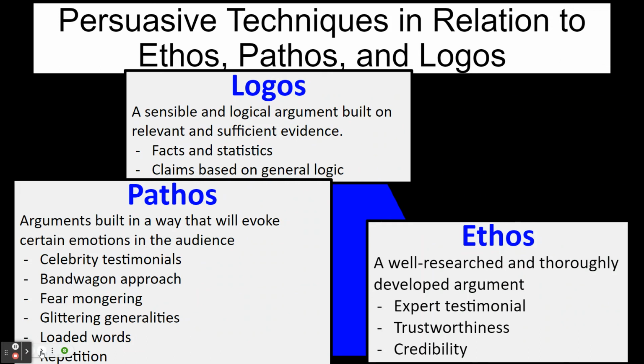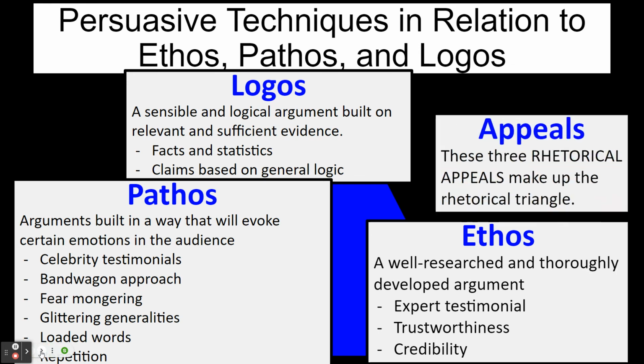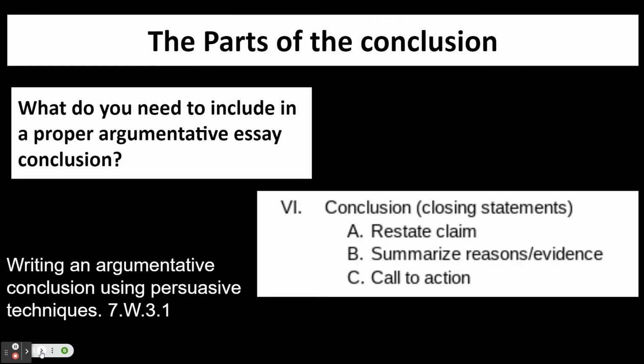Ethos: a well researched and thoroughly developed argument. So expert testimonial, trustworthiness, credibility, that is ethos. And these three rhetorical appeals make up the rhetorical triangle. So all of these are rhetorical appeals: ethos, logos, pathos.